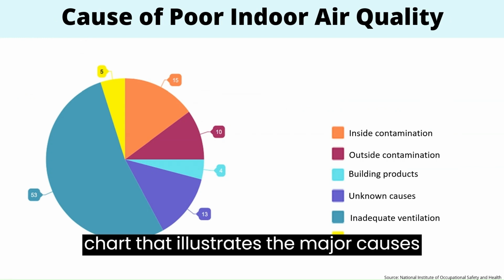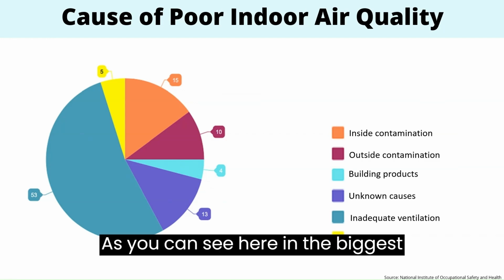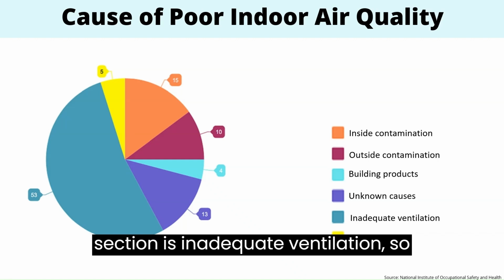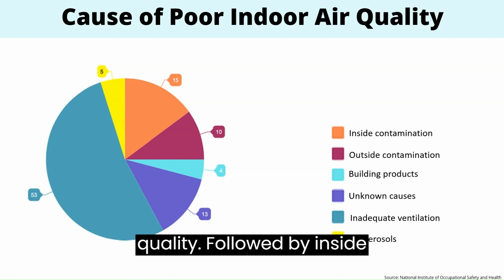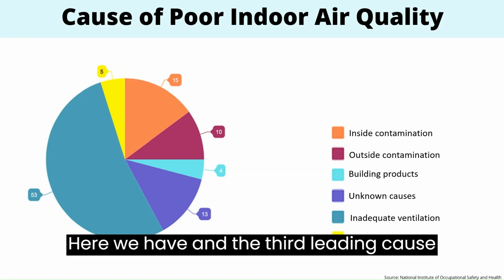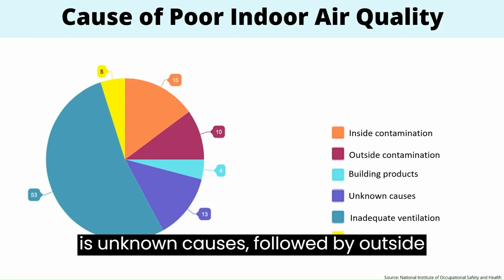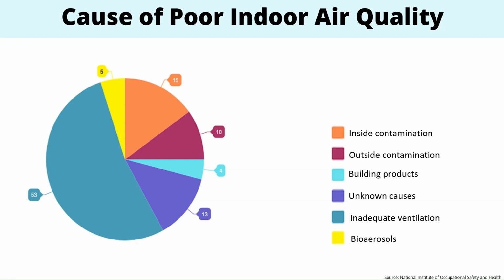Here's a chart that illustrates the major causes of poor indoor air quality. As you can see, the biggest section is inadequate ventilation. So this is a major cause of poor indoor air quality, followed by inside contamination. So this is with things like chemicals or air fresheners and things of that sort. The third leading cause is unknown causes, followed by outside contamination, bioaerosols, and lastly, building products.